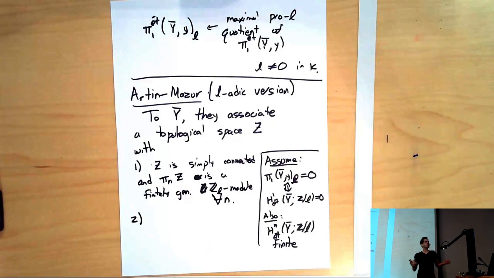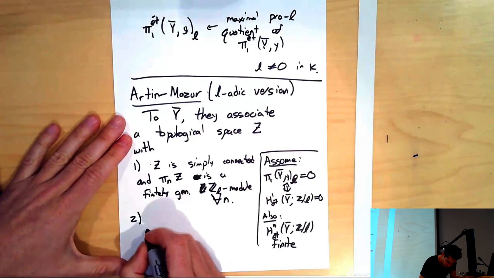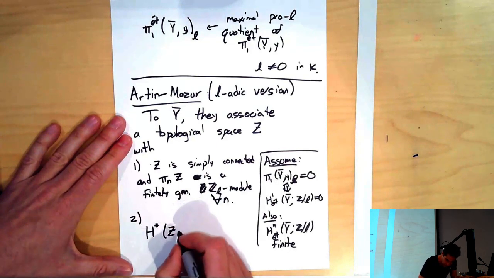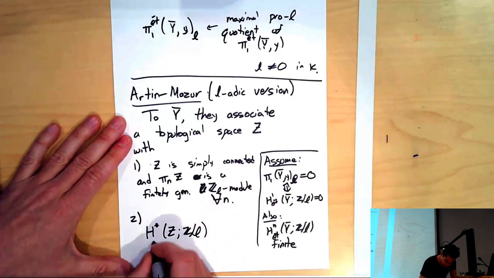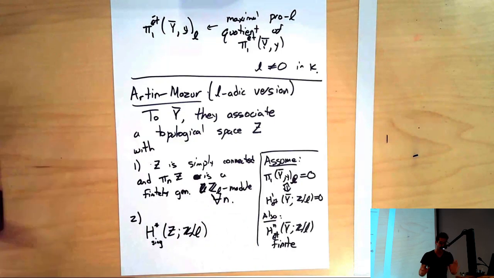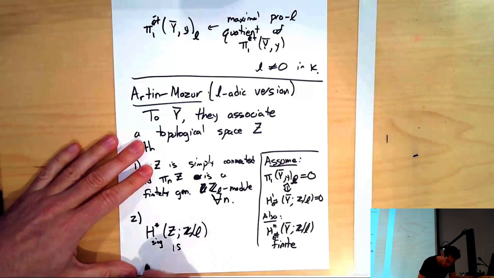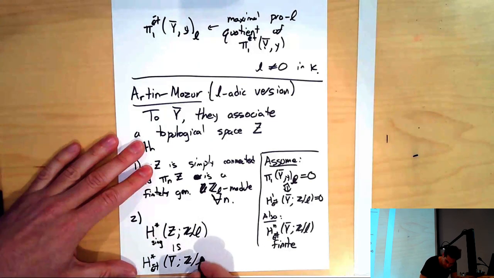And the second thing that you want is that it's somehow related to Y bar. And the relationship is that if you compute the cohomology of Z with, let's say, Z mod L coefficients, and here I just mean the cohomology in the world of topological spaces, the singular cohomology of Z with Z mod L coefficients should be the same as the étale cohomology of Y bar with Z mod L coefficients.